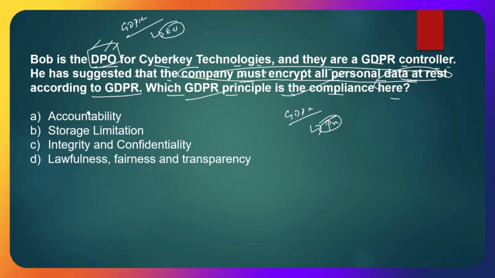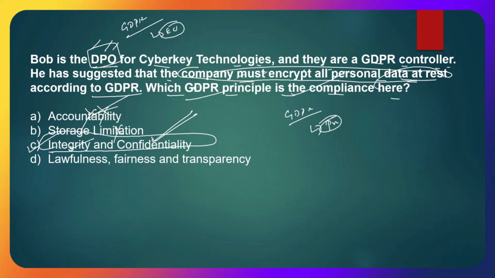So is it accountability? No, accountability is that the person who collects the data is always accountable for securing the data. Whatever happens, they will be answerable. So this is not the right one. Storage limitation, I'm going to only store the data as per the need. That is storage limitation, but it's not related to this. Integrity and confidentiality absolutely makes sense now. When I encrypt the data, we achieve confidentiality. By hashing the data, we achieve integrity. As the question is talking about must encrypt all personal data at rest, I go for this answer C.